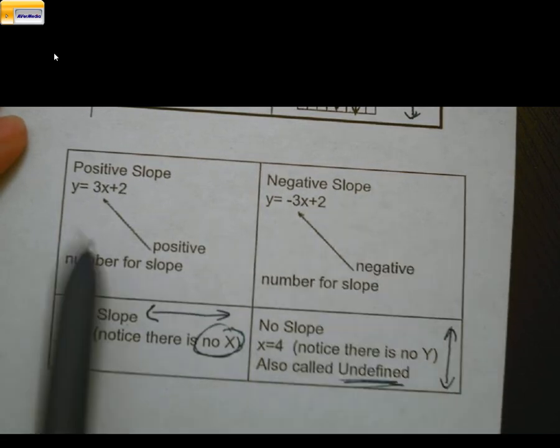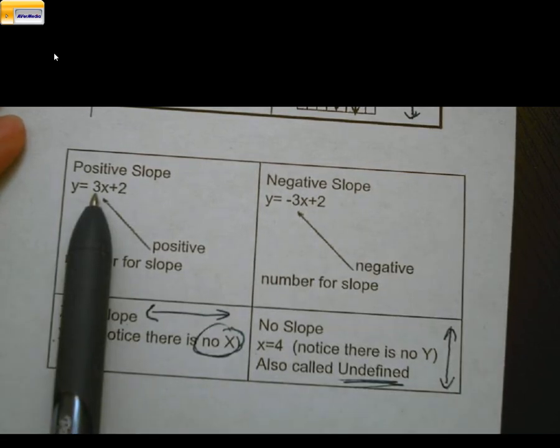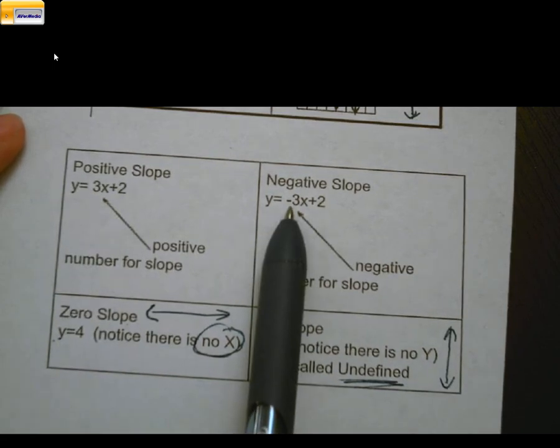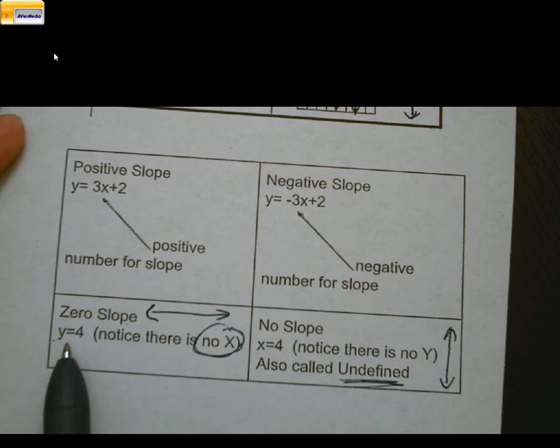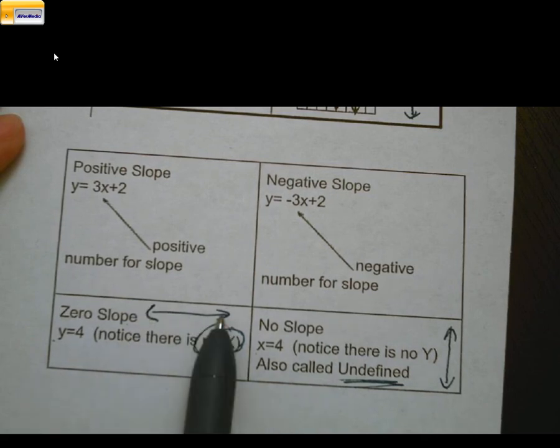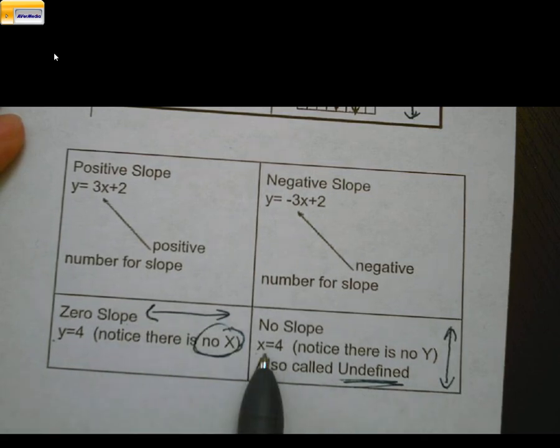So again, I look for my slope. If it's a positive number, I have a positive slope. Negative number, negative slope. If there's no x, zero slope. If there's no y, there's no slope.